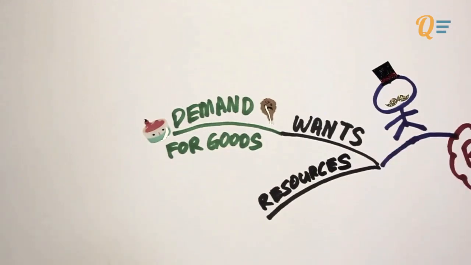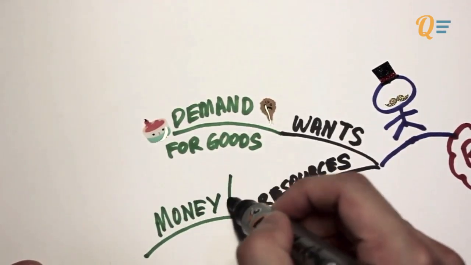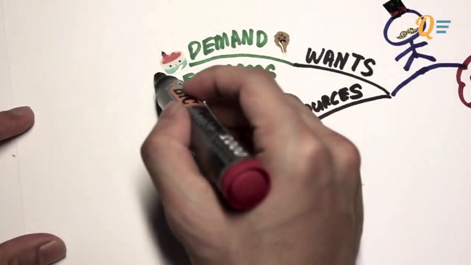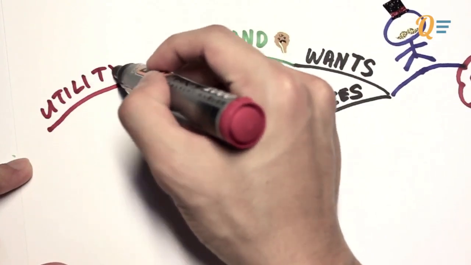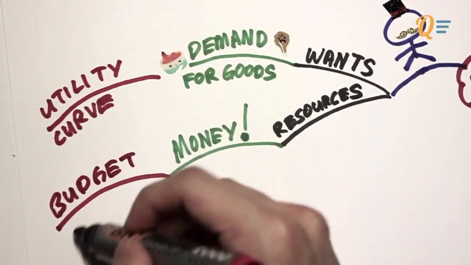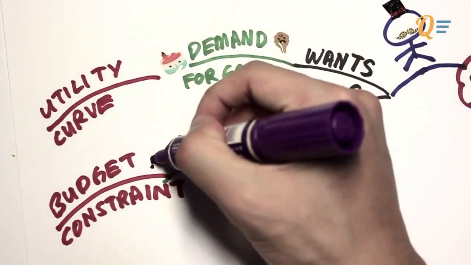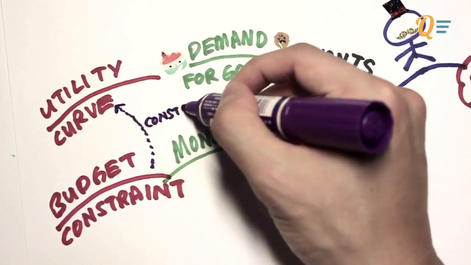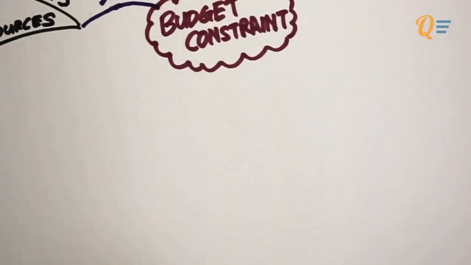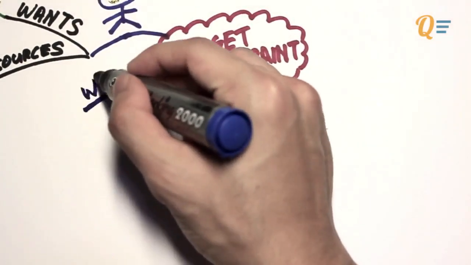So, in order to achieve these wants, this individual needs resources. And when we talk about consumers, typically the resources would be money for them to buy the goods. A consumer's preference is represented by what we call the utility curve, and the money is basically a budget which constrains them from achieving more utility from the consumption of goods. So as you can see here, the budget constraint actually constrains the utility curve. So today we'll be going through the budget constraint and we'll be trying to understand it in greater detail.